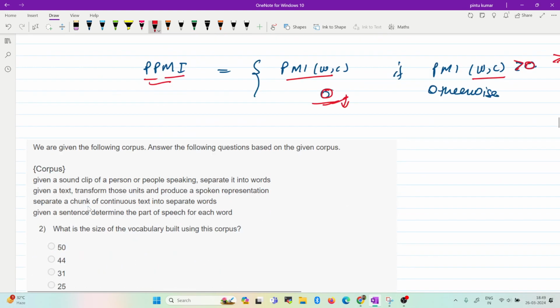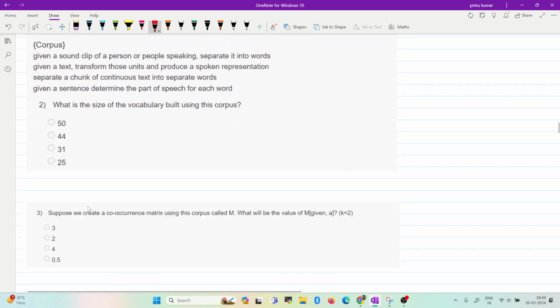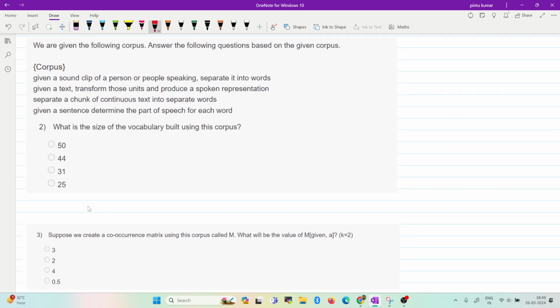Here are a few questions based on it. The first question, actually, I'll mention the method. We don't need to solve this completely. So the question is, we are given the following corpus of words. The first question is, what is the size of the vocabulary built using this corpus? To build a vocabulary, you just need to pick unique words.